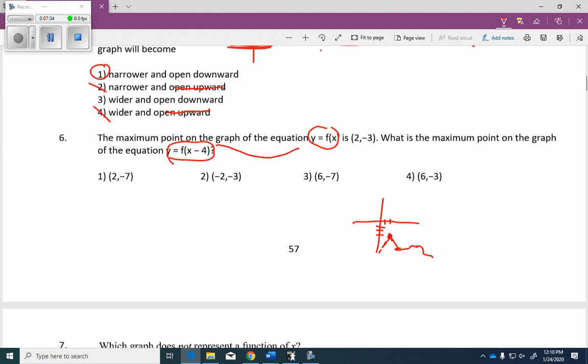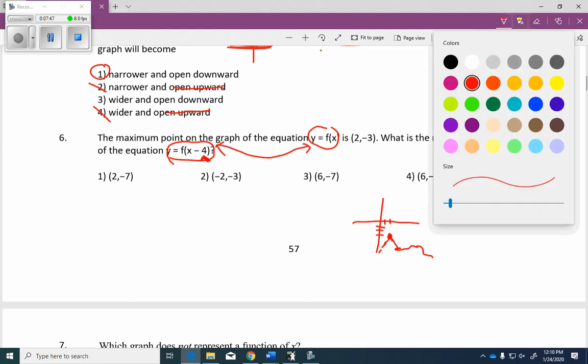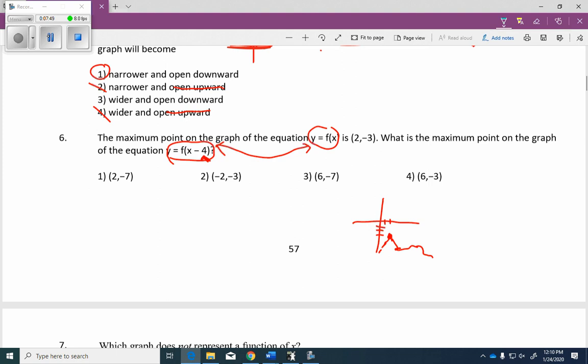So these two things are related. Since they both have f, they're talking about the same function, but this minus 4 inside is telling me shift it to the right 4. So how about I take that maximum point and go to the right 1, 2, 3, 4 units. If I go to the right 4 units, it's really now at (6, -3), choice 4.